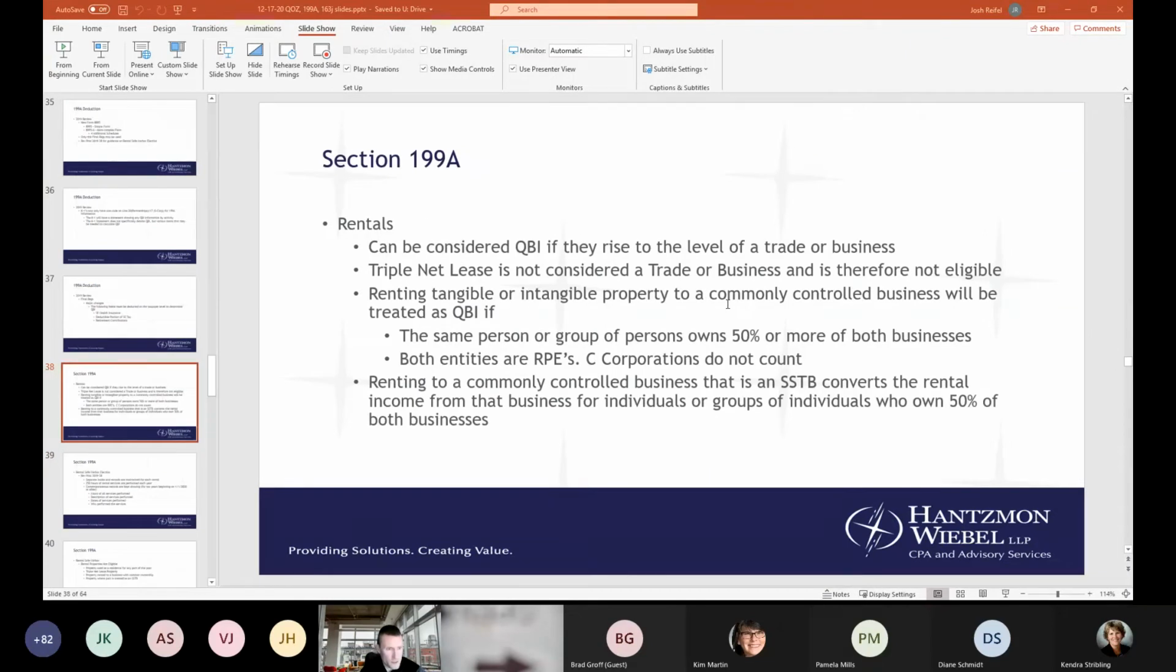Rentals, I'll spend a little time on rentals. They can be considered QBI if they rise to the level of trade or business. It's a facts and circumstances test. If you feel that it's a trade or business, and you can defend that position, then the deduction can be taken. Triple net lease is not considered trade or business and is therefore not eligible. That's the one exception. Renting tangible or intangible property to a commonly controlled business will be treated as QBI if the same person or group of persons owns 50% or more of both businesses and both entities are RPEs. C corporations do not count. Again, this is only available to partnership or pass-through entities and not C corporations.